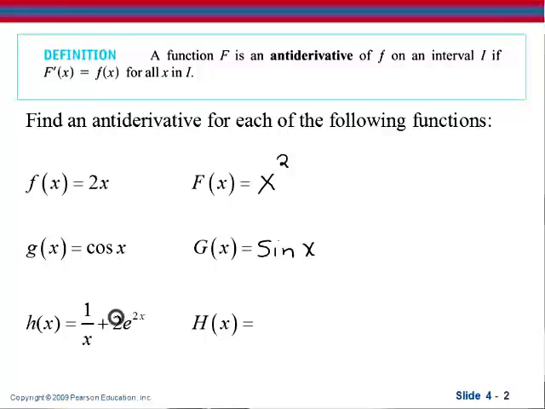Here I have two terms, so I'll need to find the antiderivative of each. The antiderivative of 1 over x, remember, was the natural log of the absolute value of x. And here we have 2e to the 2x. Remember, if you have e to the u and I take its derivative, that is e to the u times du dx. So the derivative of 2x is 2, which we have right here. So the antiderivative is e to the 2x, because that derivative would be e to the 2x times the derivative of 2x, which is 2, or 2e to the 2x.